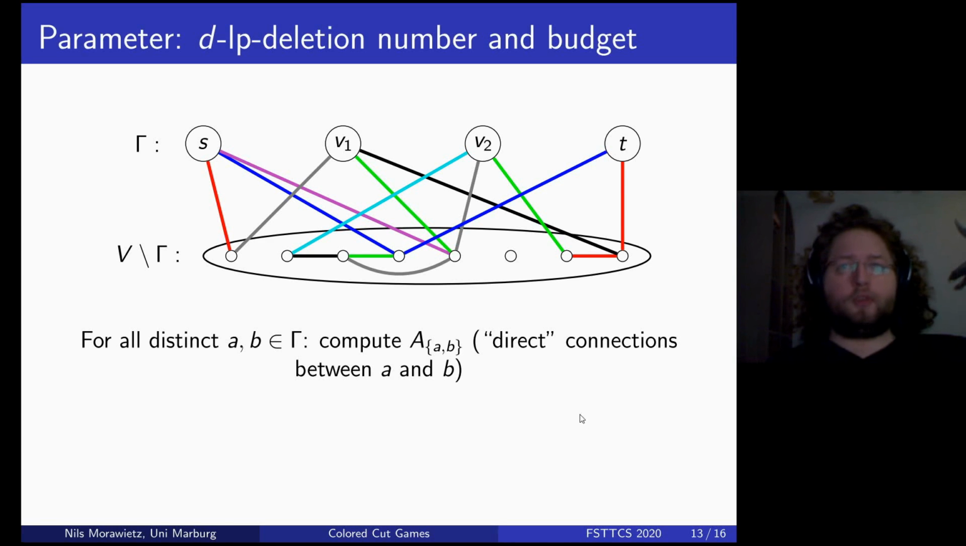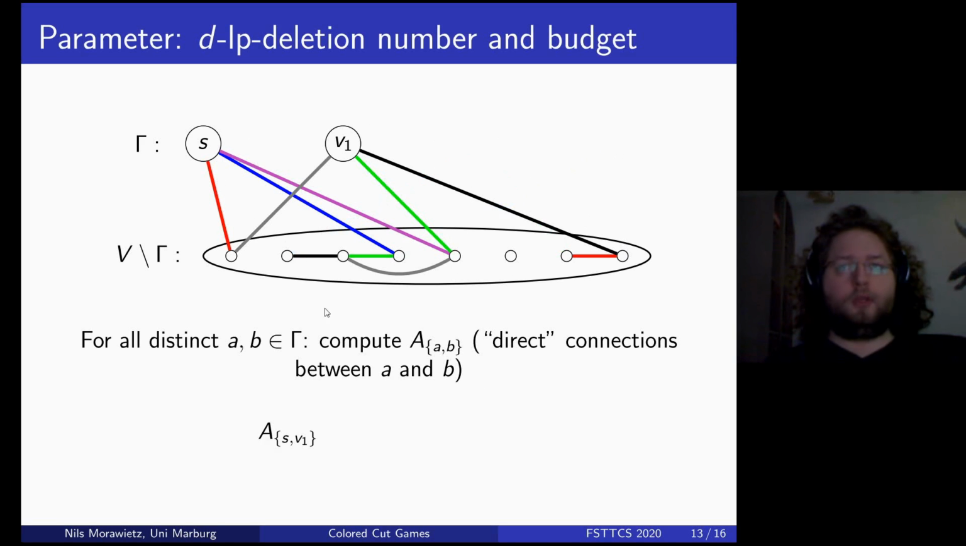To compute such a set A_AB, we can simply remove all the remaining vertices of gamma besides A and B from the graph and just look at V minus gamma and these two vertices A and B. Here in an example, let's start with S and V1. If we want to compute the set A_SV1, we can remove V2 and T from the graph and just compute all the color sets of SV1 paths. So here in this example, we see a red and gray path, a blue, green, gray, green path, and a purple, green path.